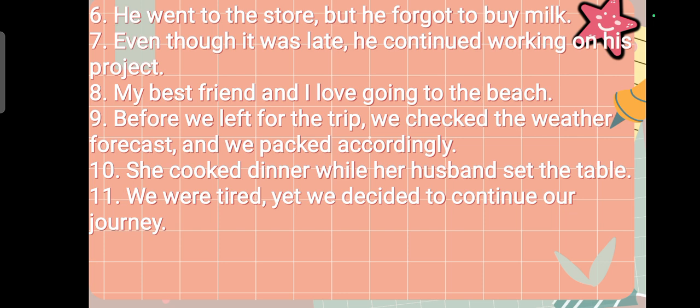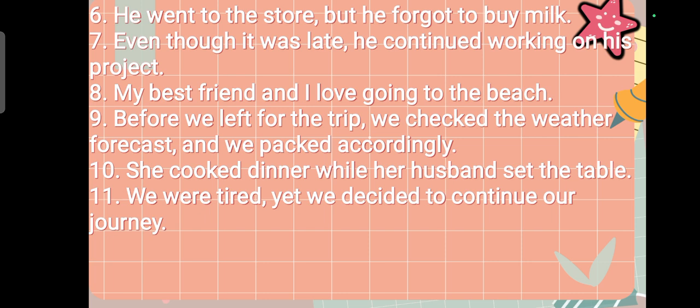7. Even though it was late, he continued working on his project. This is complex. 8. My best friend and I love going to the beach. Even though it has "and," it doesn't mean that it is composed of two independent clauses. Number 8 is an example of a simple sentence. Number 9, before we left for the trip, we checked the weather forecast and we packed accordingly. So number 9 is compound complex. Number 10, she cooked dinner while her husband set the table. So this is complex.